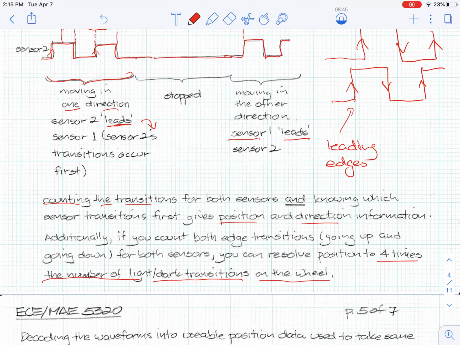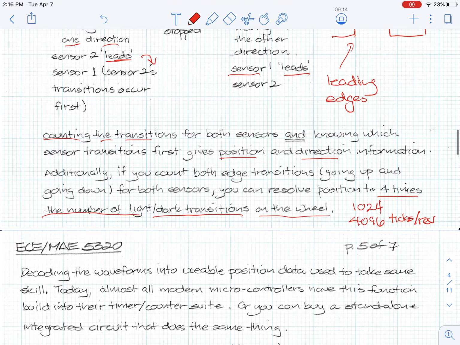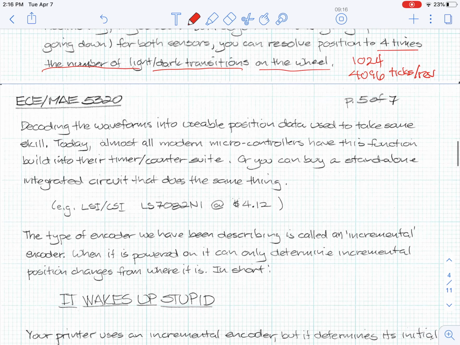And so if I had a system that had 1024 marks on the wheel, and I have one of these in my office, if I use quadrature, I'll get 4096 basically ticks per revolution, which is pretty accurate. It's a sub-tenth of a degree measurement. It's not as accurate as LVDTs or RVDTs or resolvers, but it's pretty accurate.